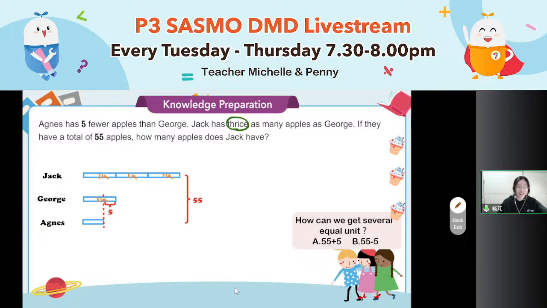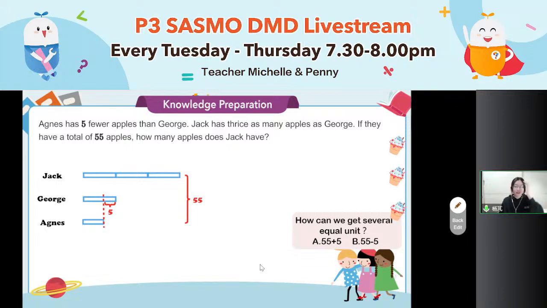Let's try. If minus 5, it will look like this. Minus 5 means you take away this part. Okay, now here is 1 unit. Here is 1 unit. Do you think this part is still 1 unit? It's longer than 1 unit. So how can I make them the same length? I need to plus 5. Okay, error 1.